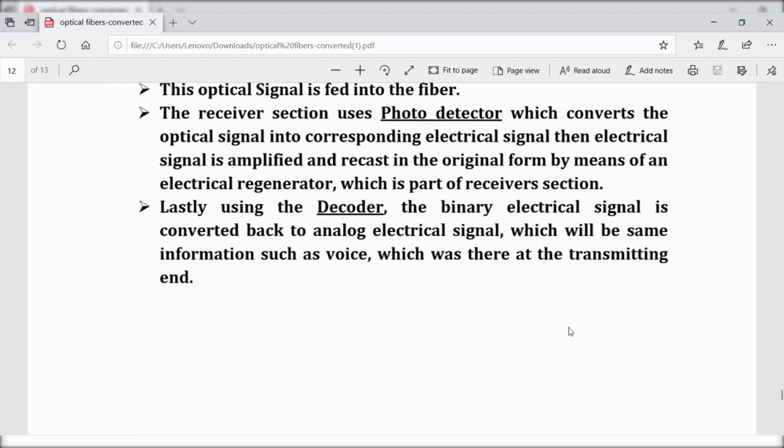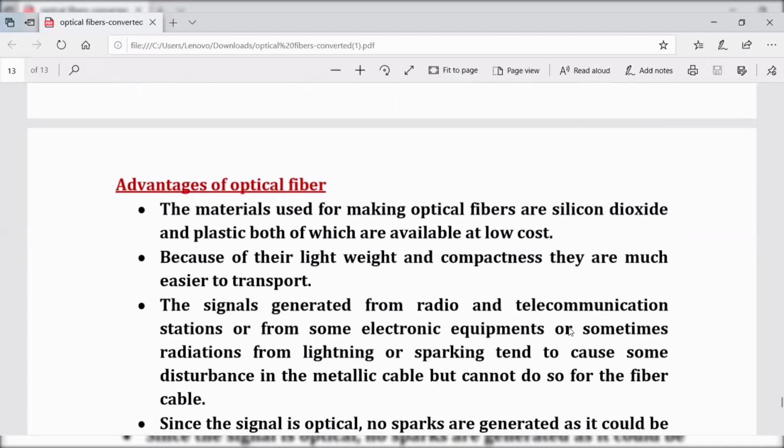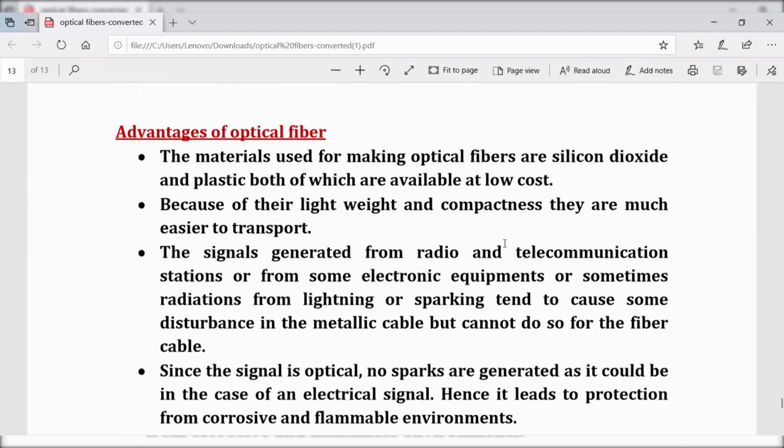Now, let us go to the last topic of this chapter, the advantages and disadvantages of optical fibers. First, let us know the advantages of the optical fiber. The first advantage is that the materials used for making optical fibers are silicon dioxide and plastic, both of which are available at very low cost. The precursors, the starting materials, are very important to manufacture anything.